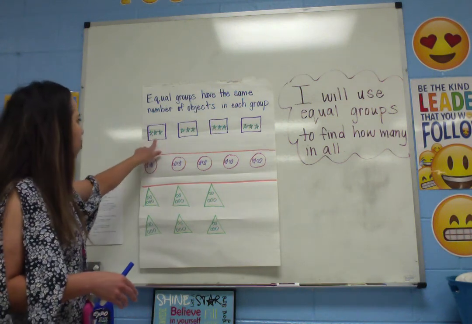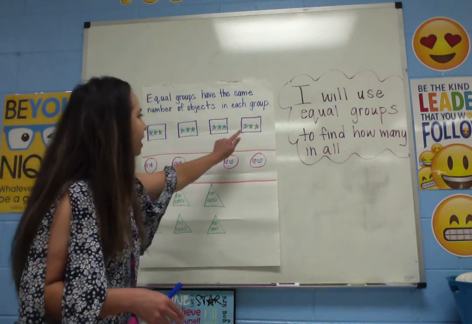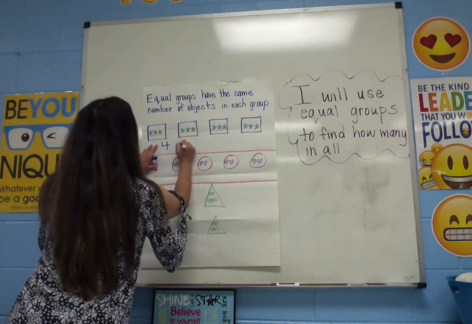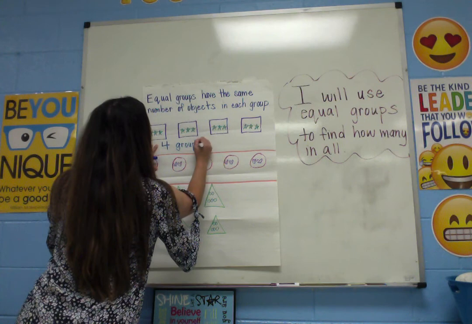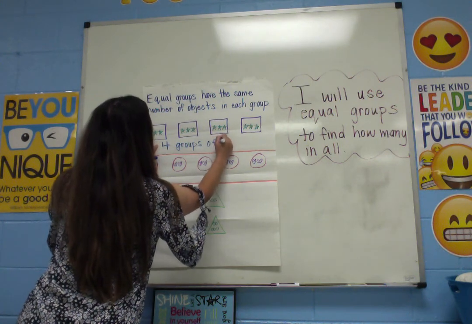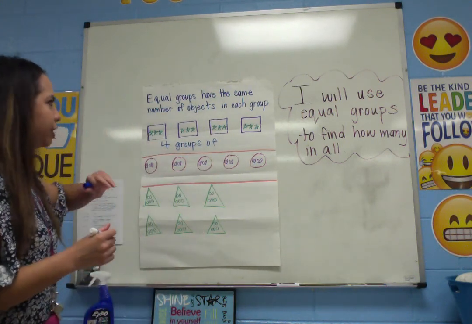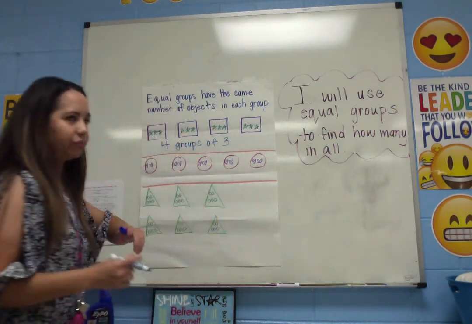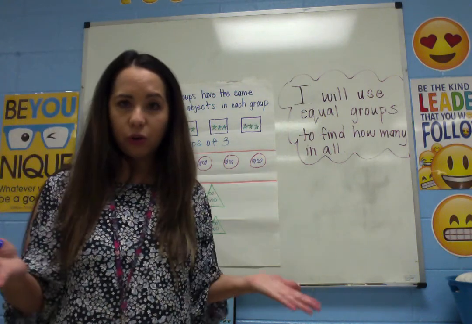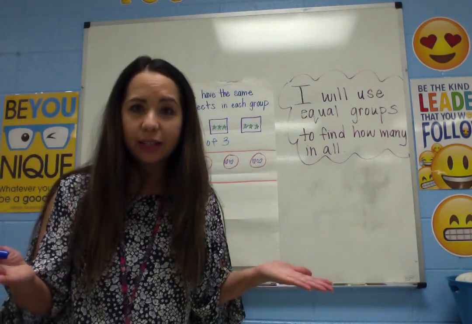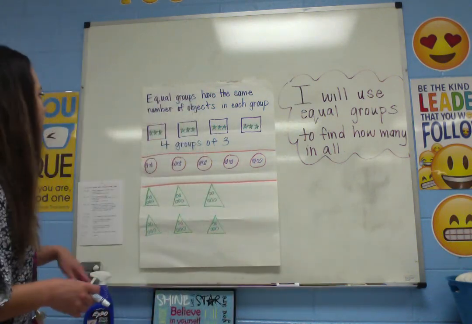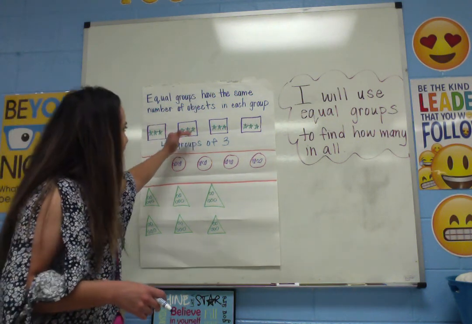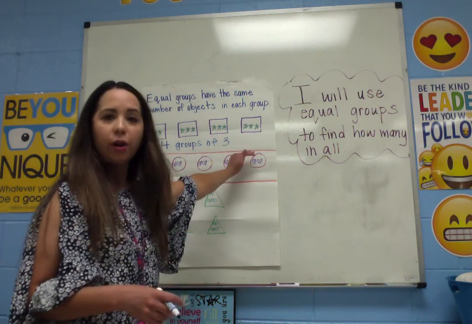All you have to do is just count. Count the squares, 1, 2, 3, 4. So we have 4 groups of how many objects are in each? 3 stars. So 4 groups of 3. And to find the total number, all we have to do, you guys, is skip count. So watch me. You start here, and we can say 3, 6, 9, 12.